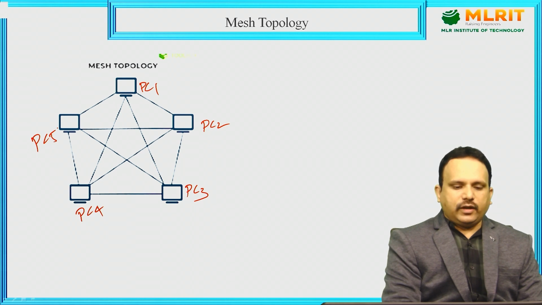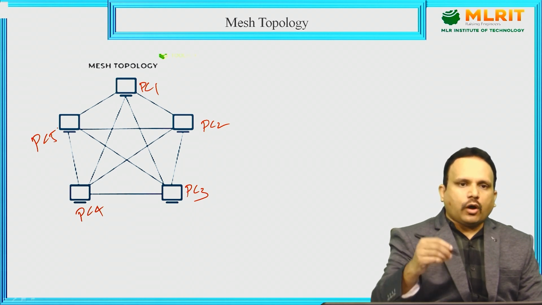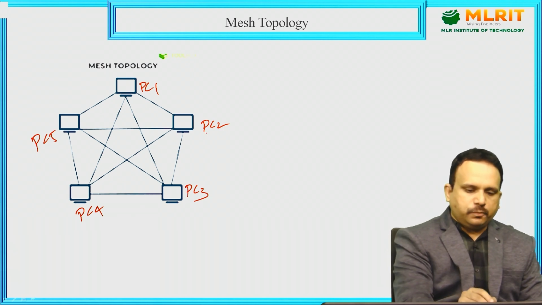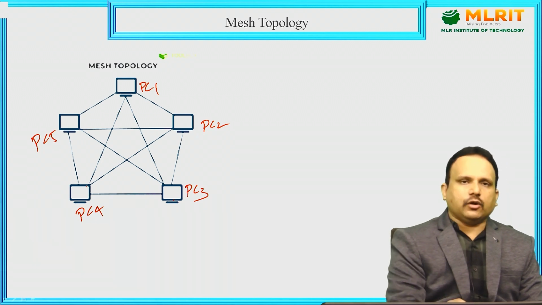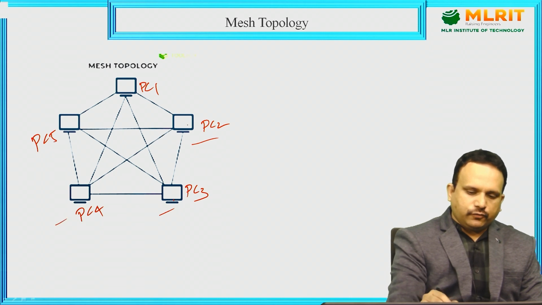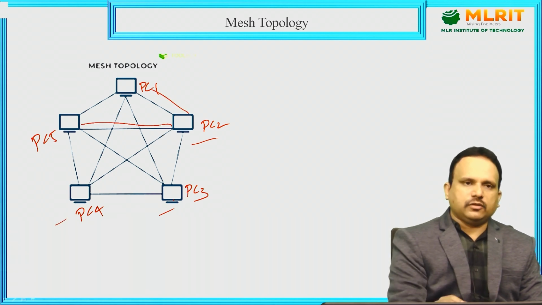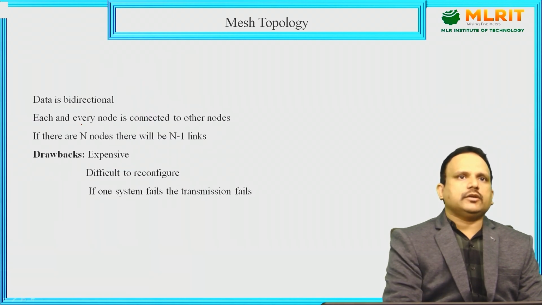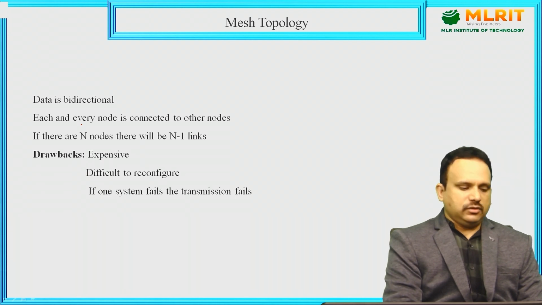Each and every node in the network is connected to all the nodes in the network, whereas in ring topology it is connected to only the adjacent nodes. PC1 is connected to PC2, PC3, PC4 and so on. If you take PC2, it is connected to PC3, PC4, PC1 and PC5. That means each and every node is connected to all the nodes in the network. If there are n nodes, there will be n-1 links per node. Coming to the drawbacks, it is expensive and difficult to reconfigure. If one system fails, the transmission fails.